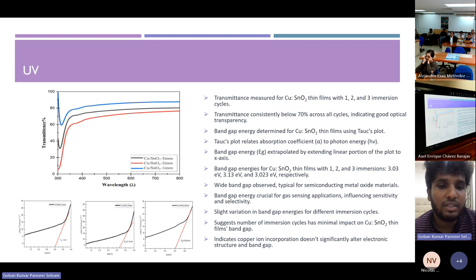You can see the one immersion has 3.03 and two immersion has 3.13 electron volts, and the three immersion has 3.03 electron volts. The wide band gap observed is typical for semiconductor metal oxide materials. This band gap can enhance the high sensitivity and high selectivity. The slight variation in band gap energies for the different immersion cycles indicates the copper ion incorporation doesn't significantly alter the electronic structure and band gap, while the usual band gap of tin oxide is 3.6 electron volts.